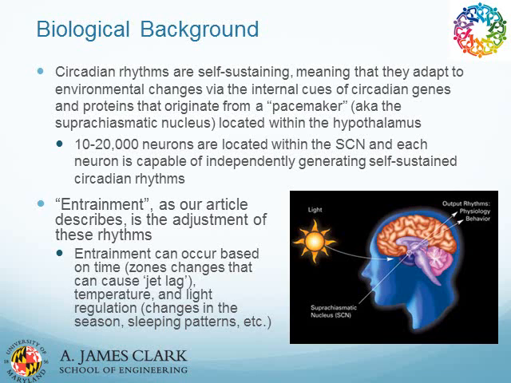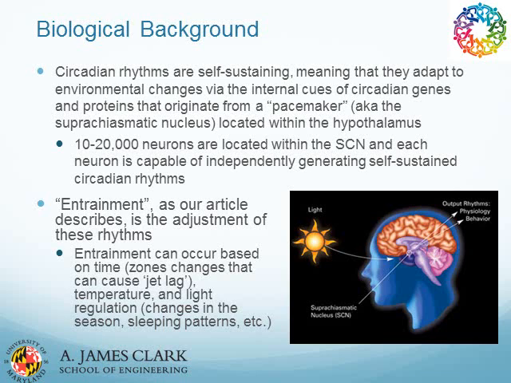So again, a little more on circadian rhythms. They are self-sustaining, meaning that they adapt to environmental changes via the internal cues of circadian genes and proteins that originate from a pacemaker, AKA the circadian nucleus, which is located within our hypothalamus. The interesting thing is that there are actually 10 to 20,000 neurons located within the SCN, and each neuron is capable of independently generating self-sustained circadian rhythms. So it's a lot of rhythms, and a lot of them are yet to be explored by scientists.